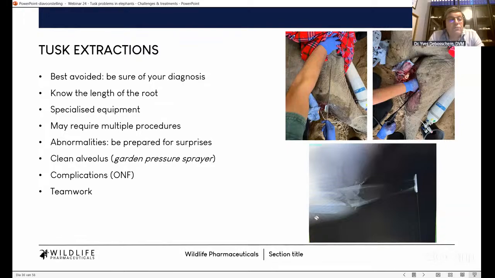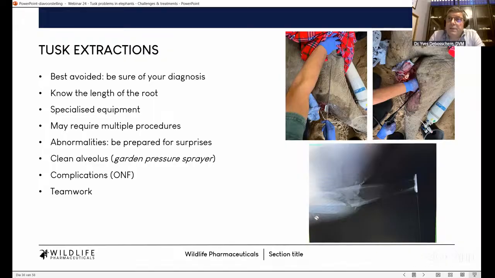Then once it's out, you have to clean the alveolus, and I clean the alveolus with a garden pressure sprayer, so that it goes very deep inside, and then use just 0.12% chlorhexidine to flush everything out. And be aware of complications, like the oronasal fistula, because the bone wall between the top of the apex and the nasal cavity is really, really thin. So don't hammer in your luxator or extractor just like that. When you don't know how deep to go, you can really hammer it into the nose.